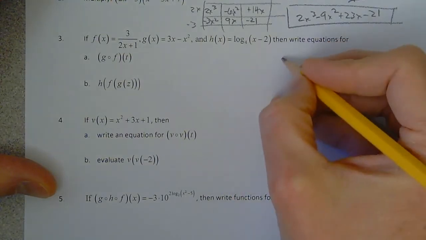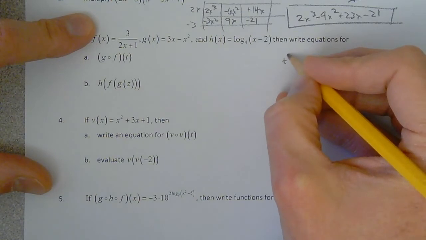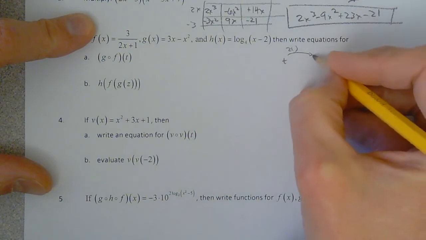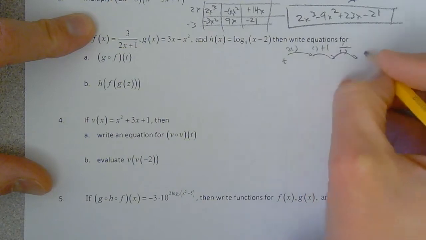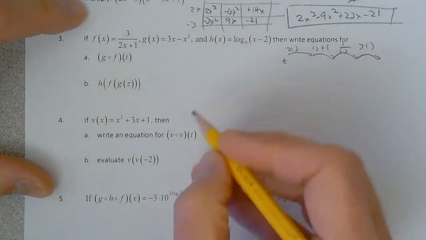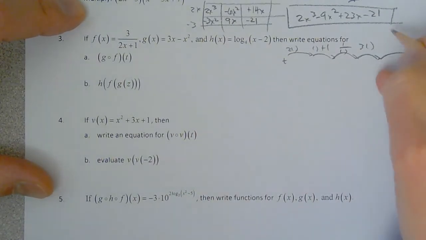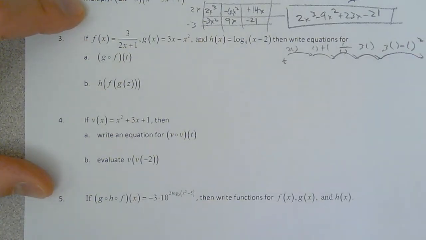If I string together my arrows for f, and I start it with a t, it says multiply by 2, then add 1, flip it over, and multiply by 3. So there's f, and then that will go into g. G is this one big polynomial arrow that says do 3 times whatever was at the beginning of the arrow and subtract whatever was at the beginning of the arrow squared.